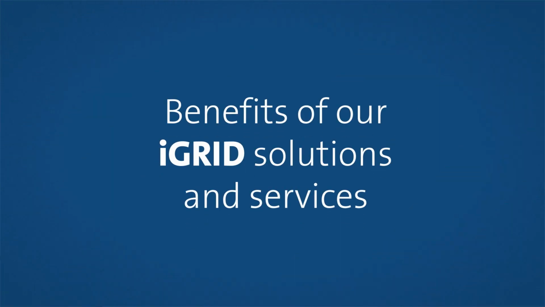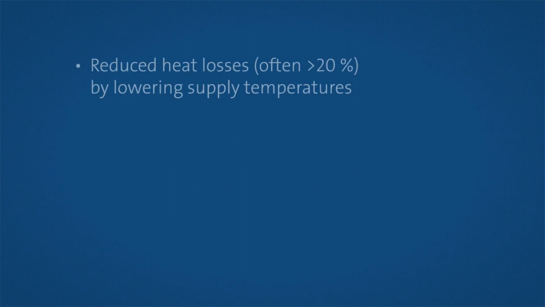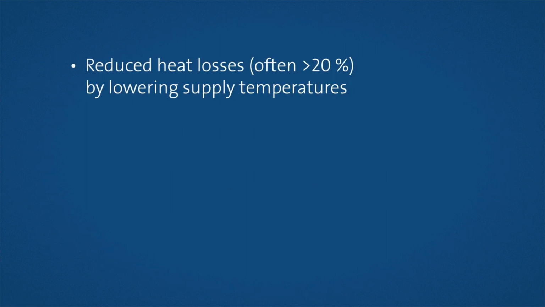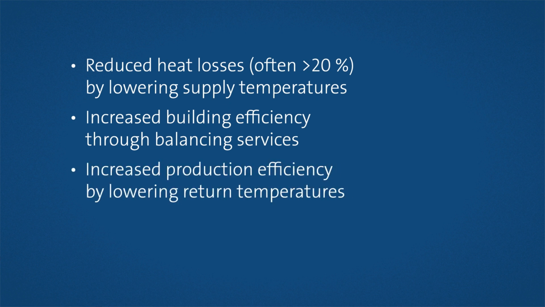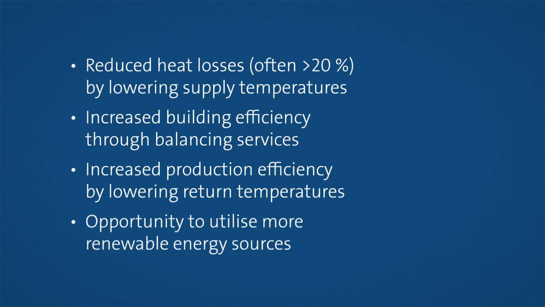Here is a summary of the benefits of our iGRID solutions and services. Reduced heat losses, often greater than 20%, by lowering supply temperatures. Increased building efficiency through balancing services. Increased production efficiency by lowering return temperatures. Opportunity to utilize more renewable energy sources.